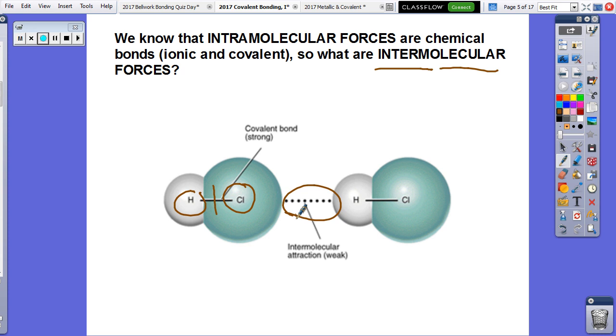So chemical bond determines what the substance is. Intermolecular forces determine the state of matter. So that's the difference in what we're talking about. And now that we understand a little bit about polarity, and we're going to understand even more in just a little bit, we can understand how these forces of attraction called intermolecular forces work.